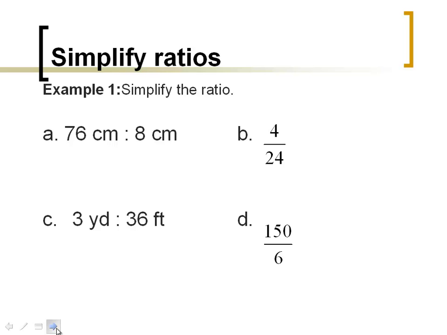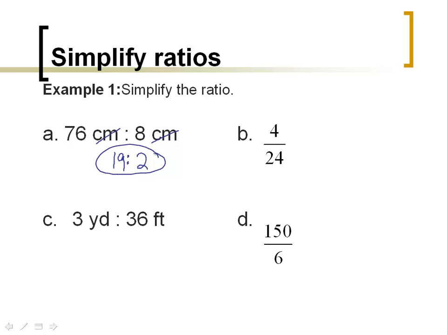So let's try this example. We're going to simplify the ratio. First thing to check is, do they have the same units? So for A, they both have centimeters, so we can just cancel our centimeters out. Well, both of these numbers are even, so we could easily divide them both by 2, but also 4 goes into both of them. So 8 divided by 4 is 2. 76 divided by 4 is 19. So my ratio is 19 to 2. I'm not going to have any units. And notice how I use the two dots, because that's how it was to begin with.